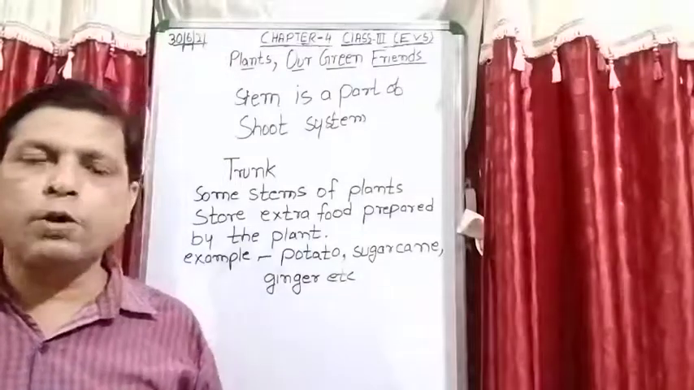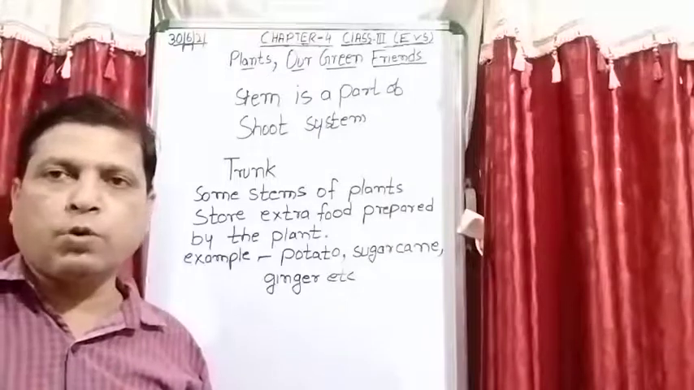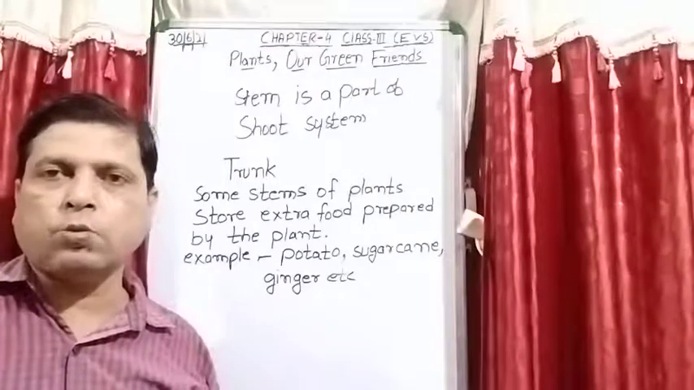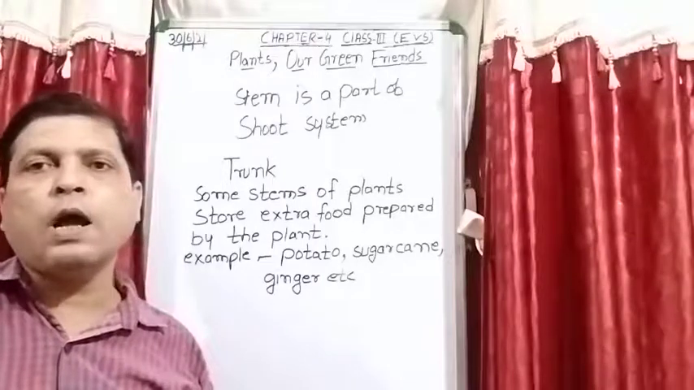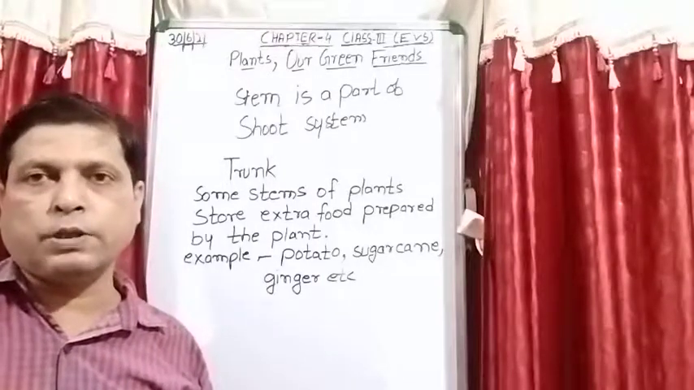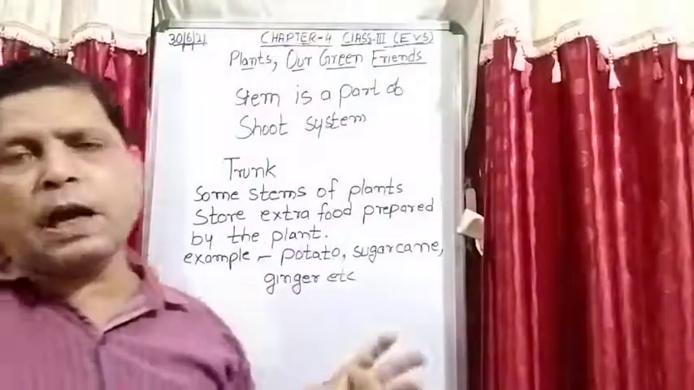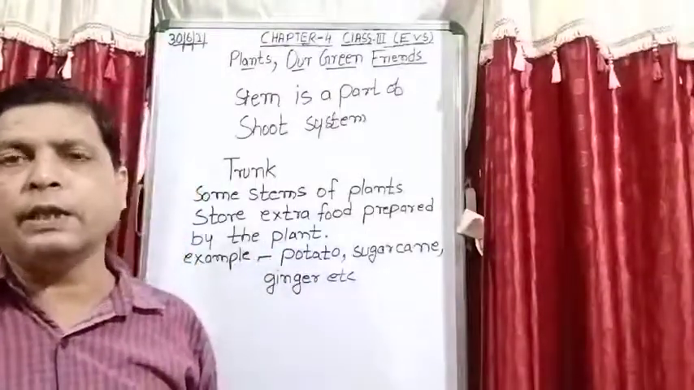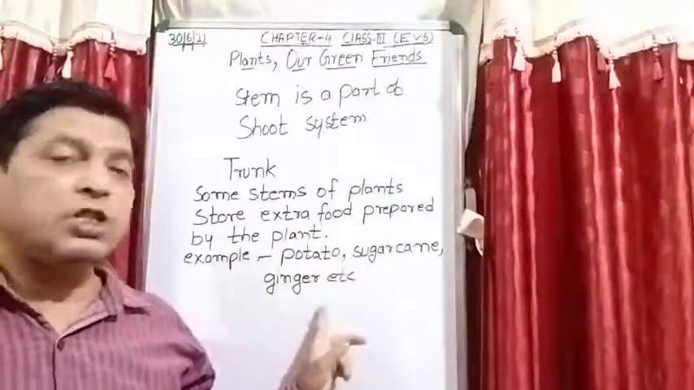We can also say that such type of root is known as a tuberous root, because they store extra food in their roots. In the same manner, in some plants, stems also store extra food in them. For example, potato, sugarcane, ginger, etc.